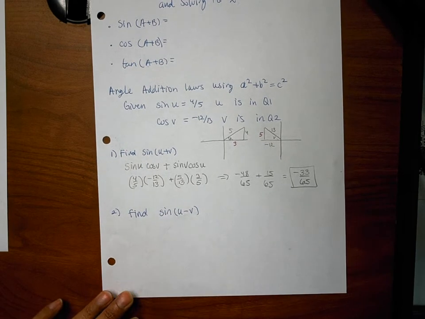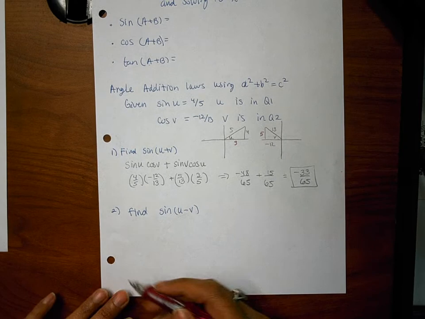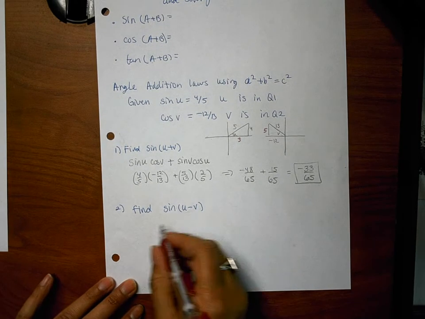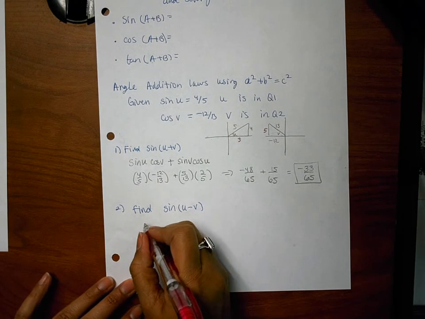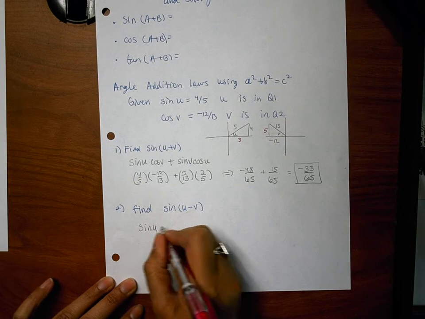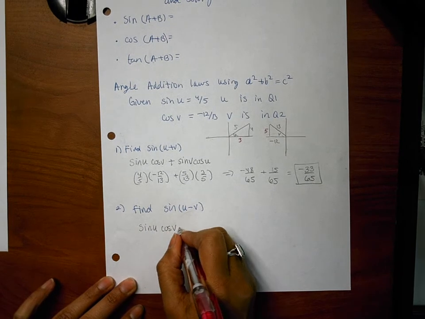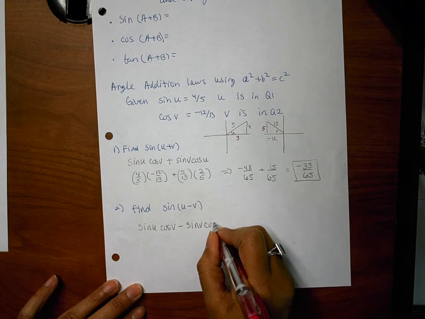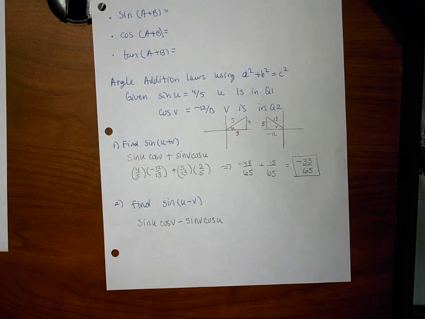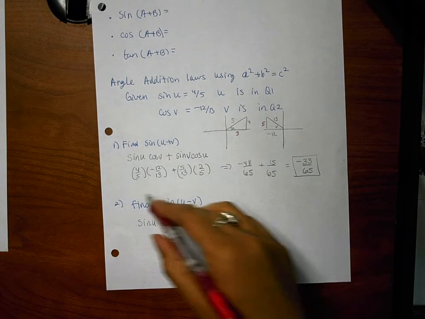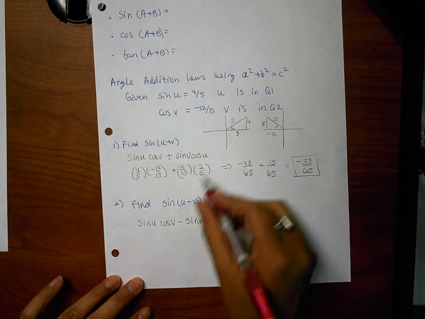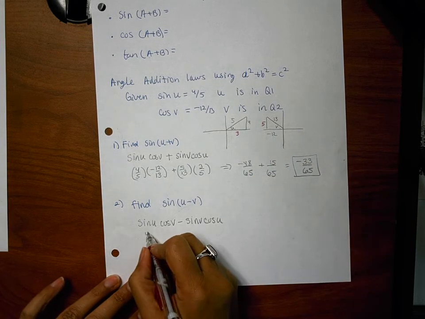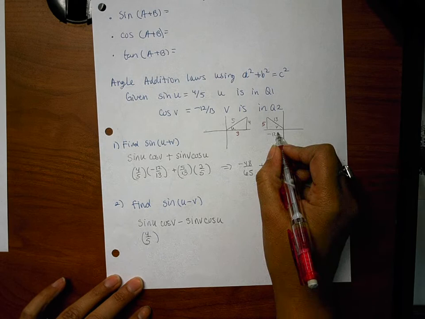Okay, number 2. Find sine of u minus v. Okay, so again, we're going to expand. It's the friendly one, and it keeps the sign, so it's going to be pretty much the same as this, but with the minus sign. Sine of u cosine of v minus sine of v cosine of u. And you can pretty much copy the fractions up here or go back to your picture.